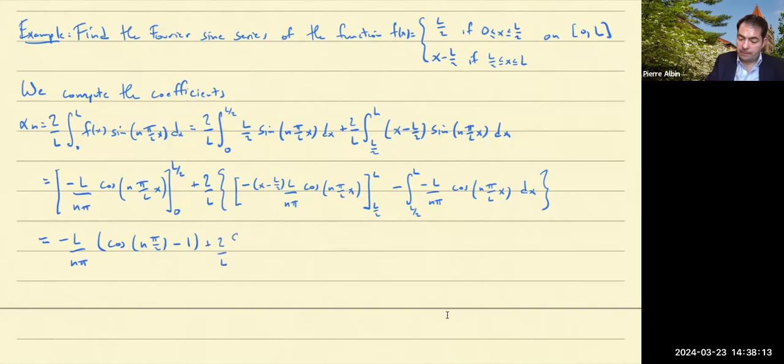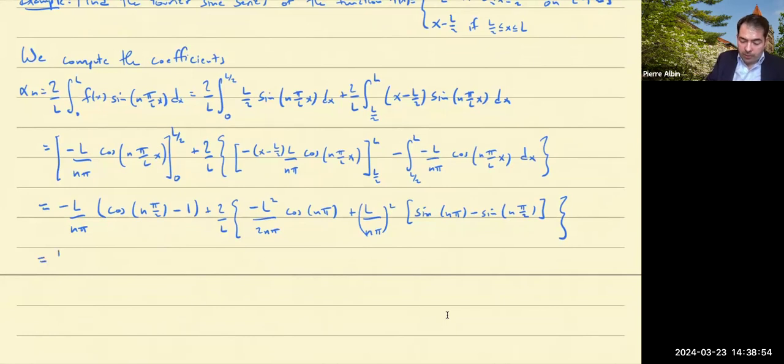Then we have plus 2 over L, and we'd have minus L squared over 2n pi cosine of n pi, and then plus L over n pi squared times sine of n pi minus sine of n pi over 2. Which we can write as L over n pi times 1 minus cosine of n pi over 2, minus minus 1 to the n from this cosine of n pi, minus 2 over n pi times sine of n pi over 2.